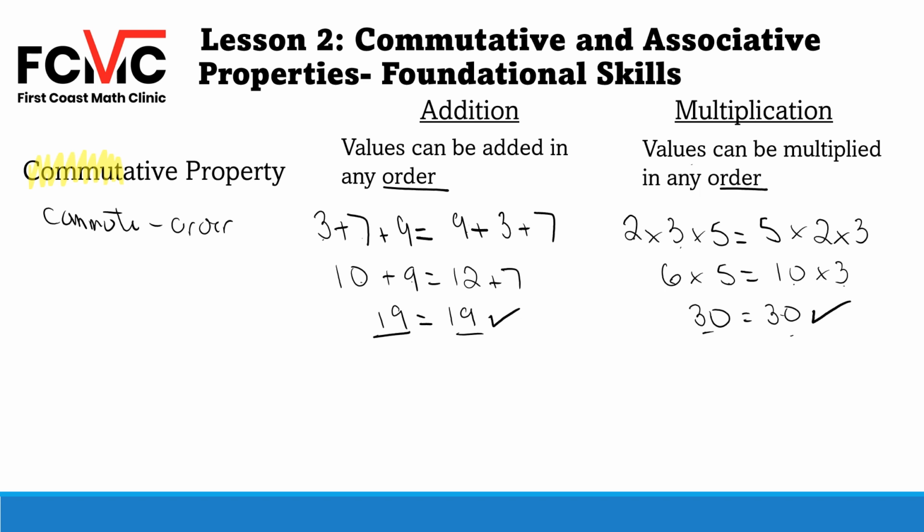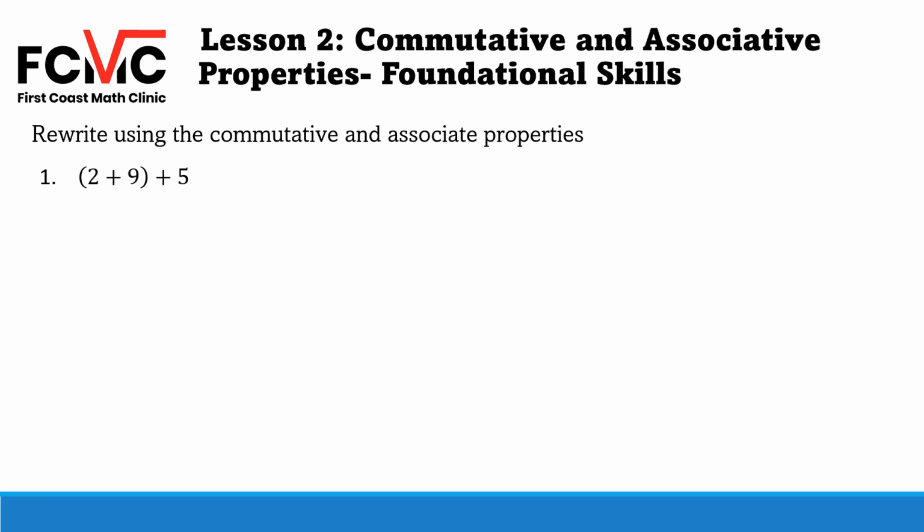All right, let's get into some examples where we use the commutative property and associative property of addition and multiplication. All right, so for number 1, let's rewrite this using the commutative and associative property. So I'm going to start by using the commutative property.